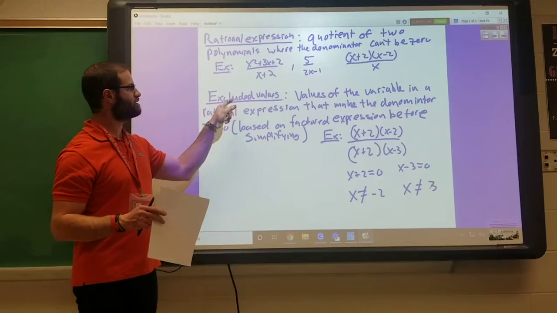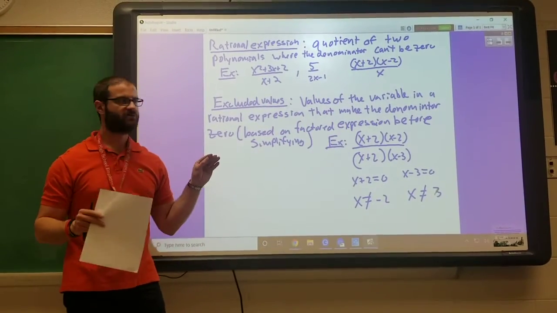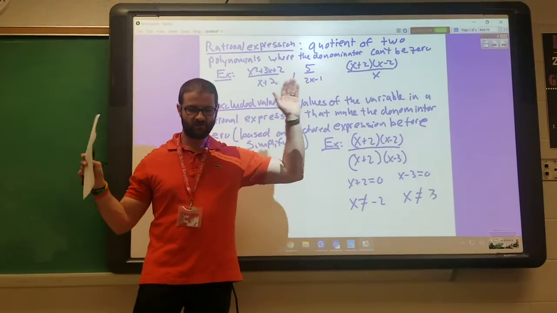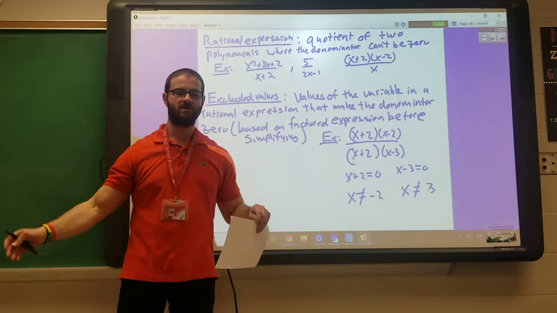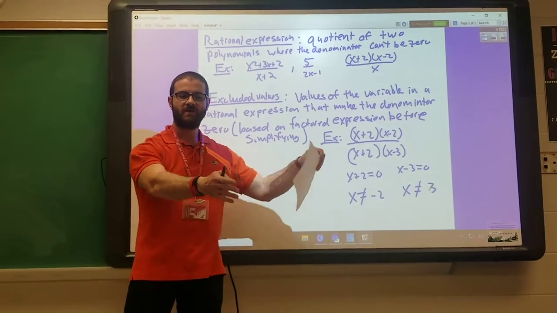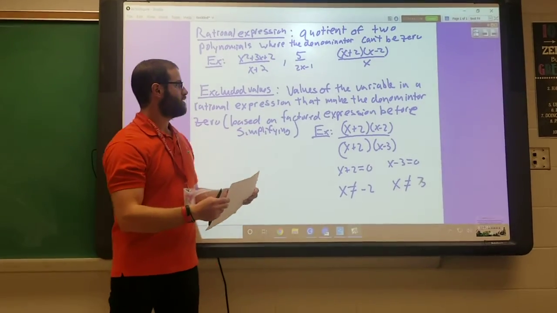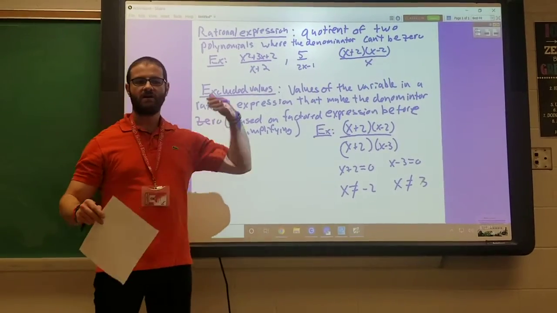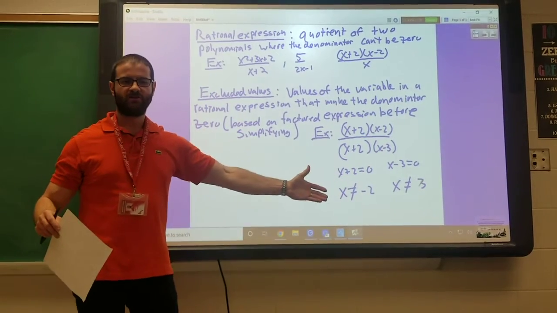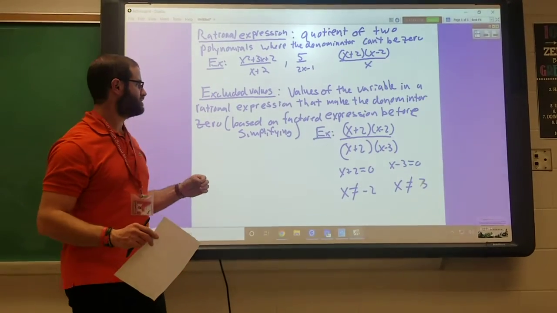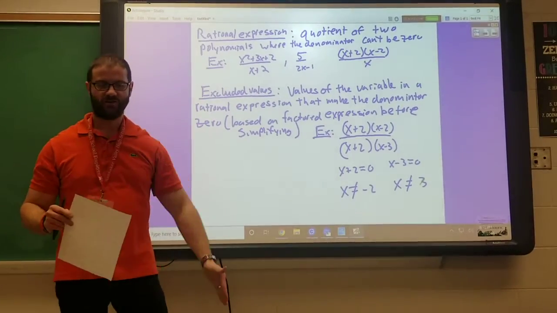This term, excluded values. These are values of the variable in a rational expression that would make the denominator zero. So as part of our answer, we state what values are excluded. In other words, what values of the variable cannot exist. We do that by setting all factors in the denominator equal to zero in order to find the excluded values. And we do that before we simplify, before we cross any terms out.